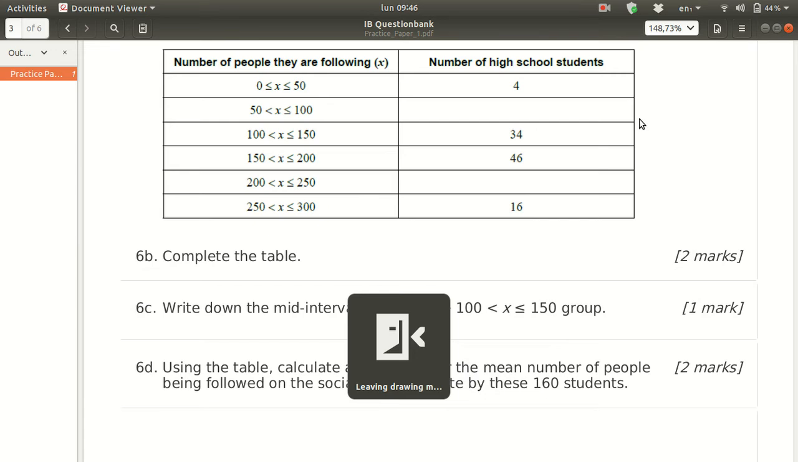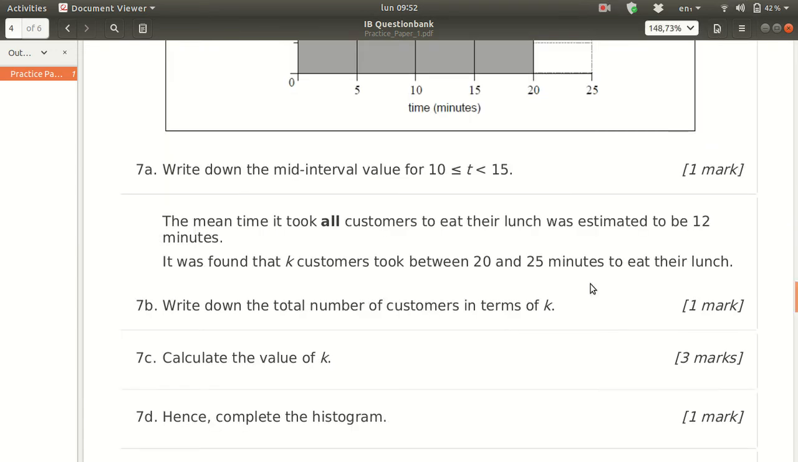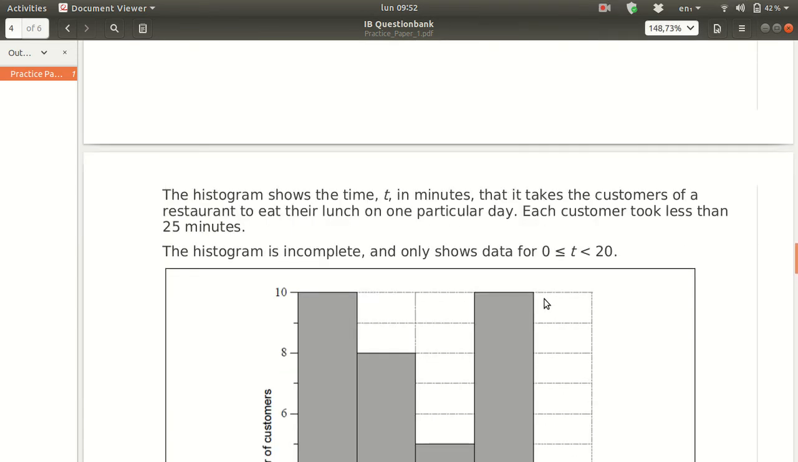All right, so we're also going to take a look at question 7. The histogram shows the time t in minutes that it takes the customers of a restaurant to eat their lunch on one particular day. Each customer took less than 25 minutes.